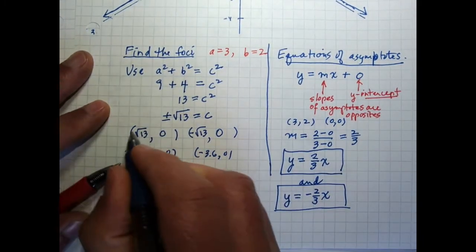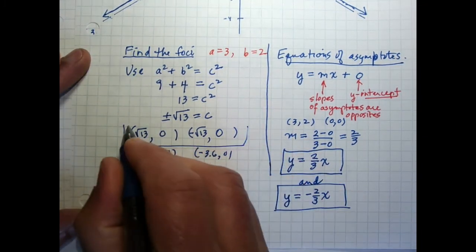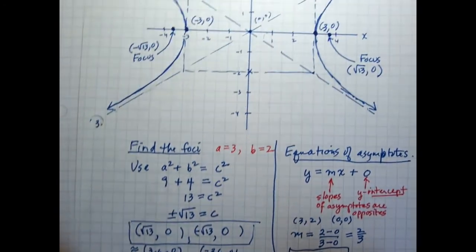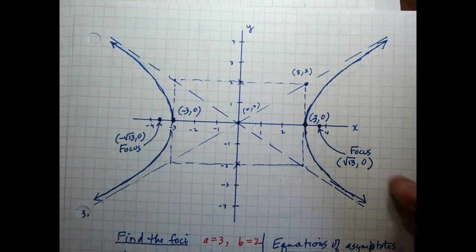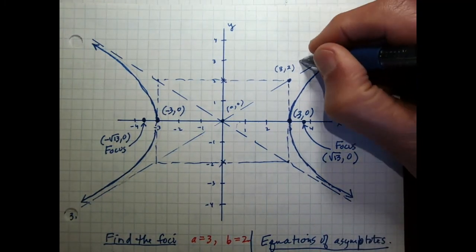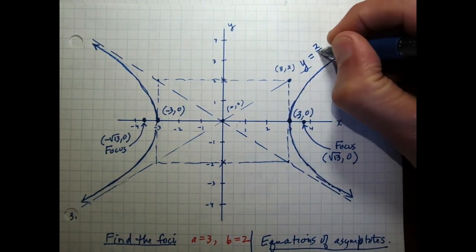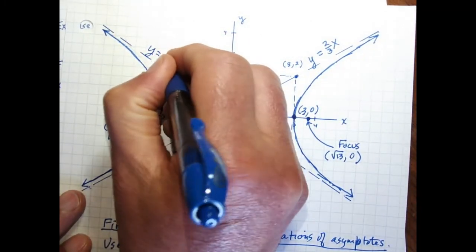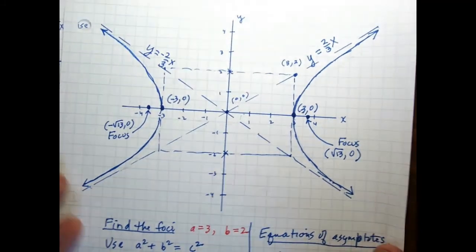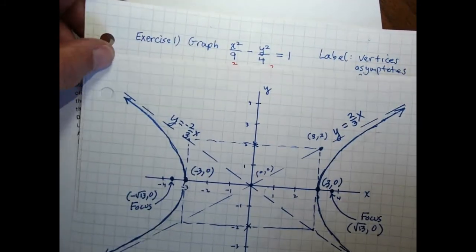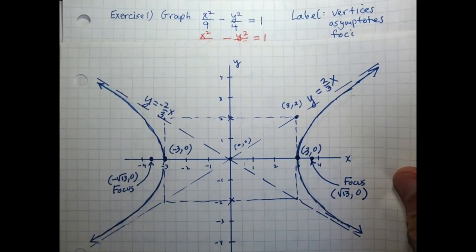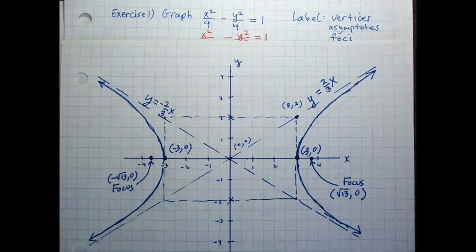So here are my foci. Here are my equations of the asymptotes. I've labeled the foci. Let's just label the asymptotes in this picture. y equals 2/3 x. And over here we have y equals negative 2/3 x. And let's get our equation back there with the graph. And we got it, a hyperbola graphed.